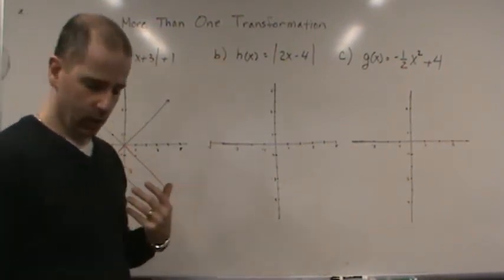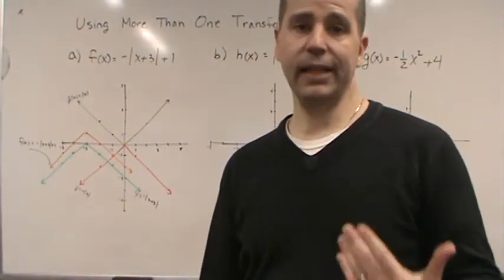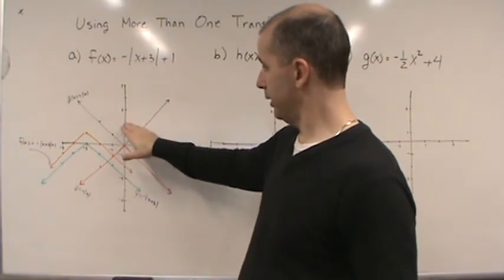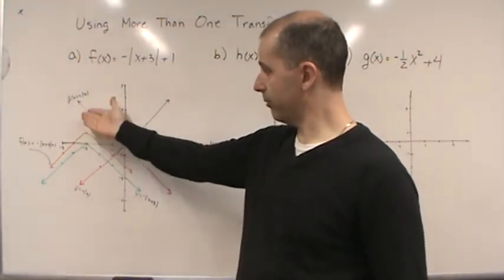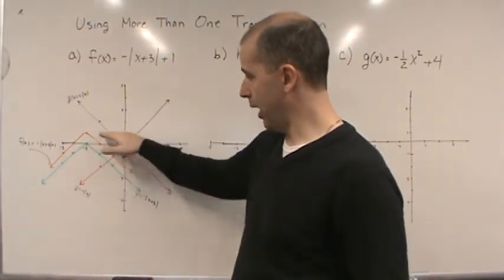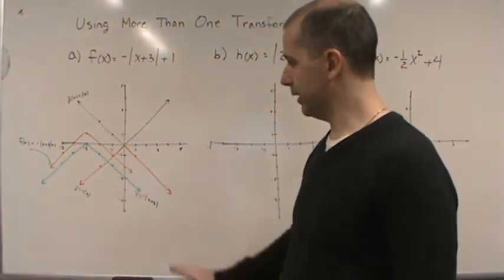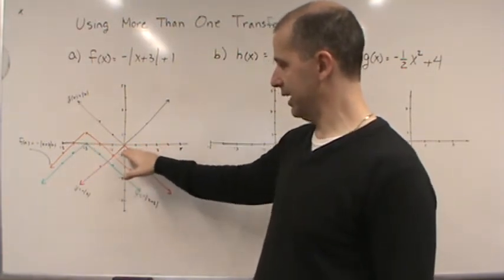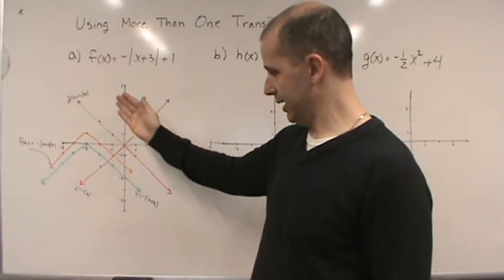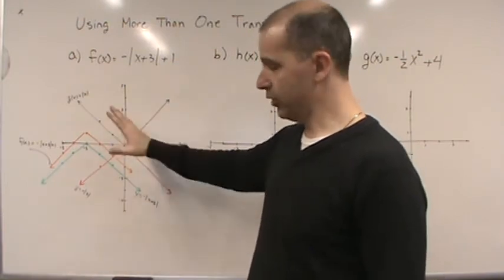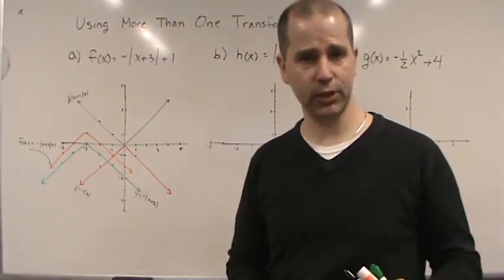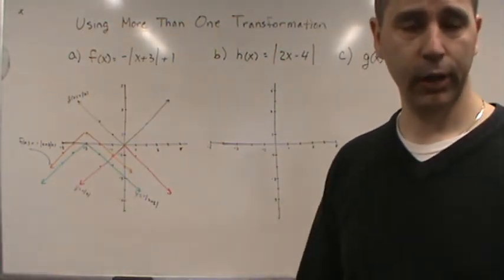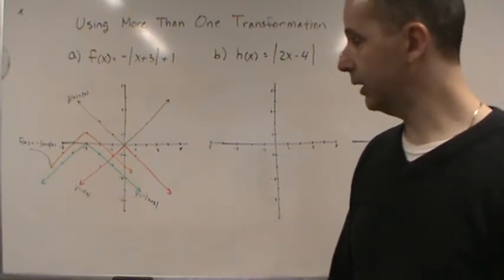Now, could I have done it in a different order? Yes. I could have translated this up 1 to the left and then reflected it across the y equals 1 here, but if you're going to do the reflection, sometimes it's easier just to do it across the x-axis at the beginning, because it's easier to plot, and then do the transformations. But again, if you keep things straight, you'll get there regardless of the order that you do your transformations in. Okay, so that's that one.